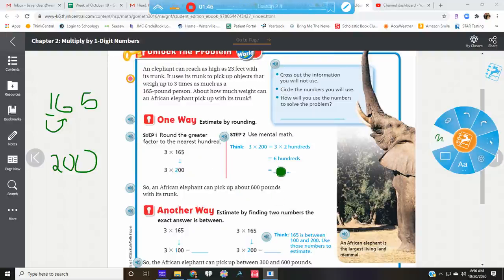Okay, so to think about that, instead of thinking of 200, let's think of 3 times 200s. So if we take 3 times 2, we get 600s, which we can write as 600. Okay? Super simple. All right? Now let's look at another way we can do this.